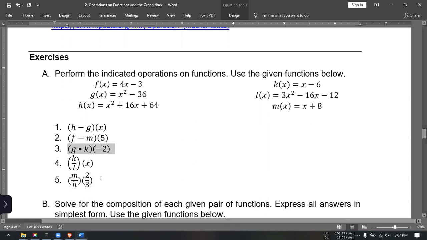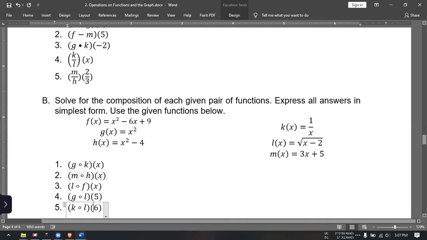And then the second part is composition. Solve for the composition of functions given the following functions. So it's the same: after applying the composition of functions for number 5 and number 6, evaluate the result at a specific value of x. Let's say 5 and 6 for number 4 and 5.